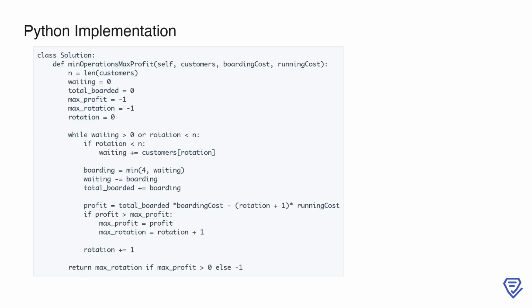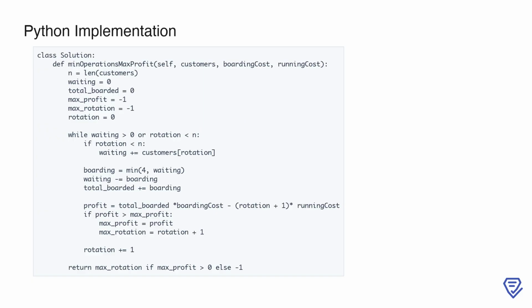In each iteration, new arrivals, if any, are added to the waiting queue. The wheel can board up to 4 people per rotation, so the minimum of 4 and the waiting queue size is boarded. The waiting queue is updated accordingly, and the cumulative number of boarded customers is updated. The profit for the current rotation is calculated as the revenue from tickets sold minus the running cost. If the profit exceeds the current maximum profit, the maximum profit and the corresponding rotation number are updated. Finally, the function returns the rotation number that produced the maximum profit if the maximum profit is positive, otherwise, it returns -1.